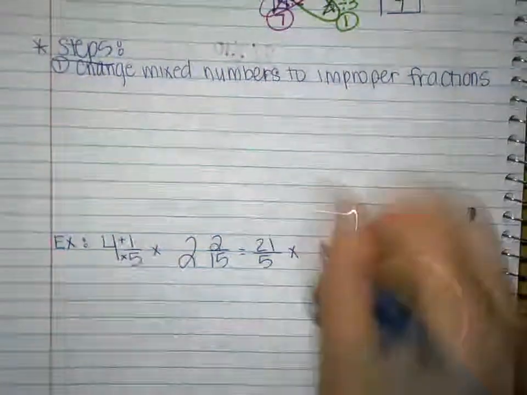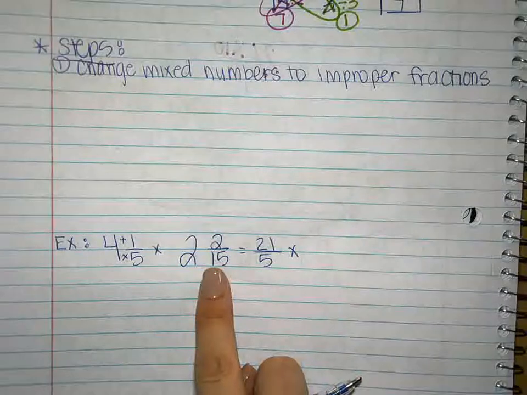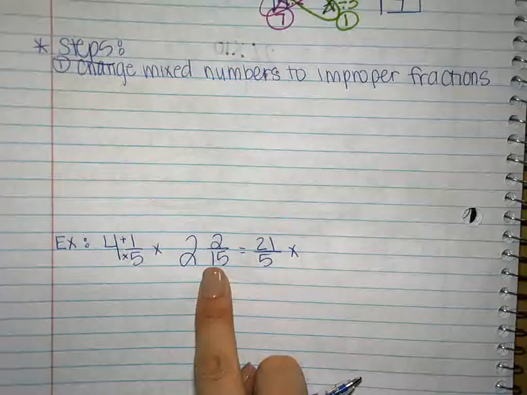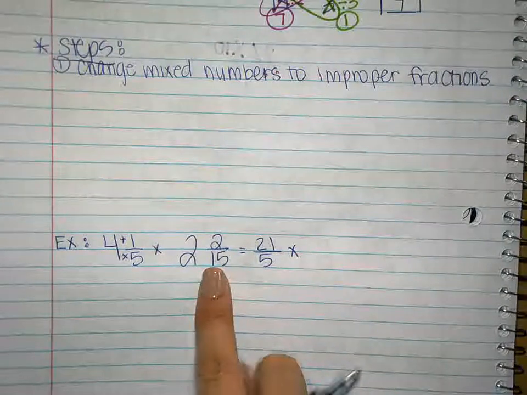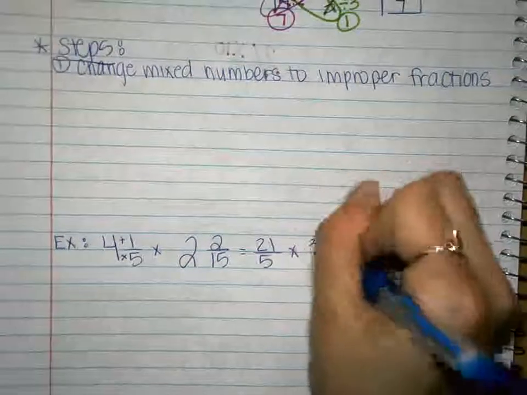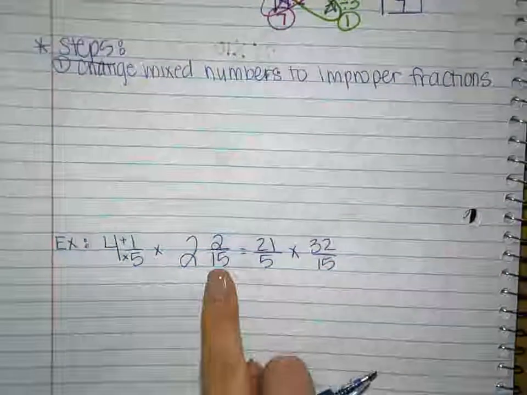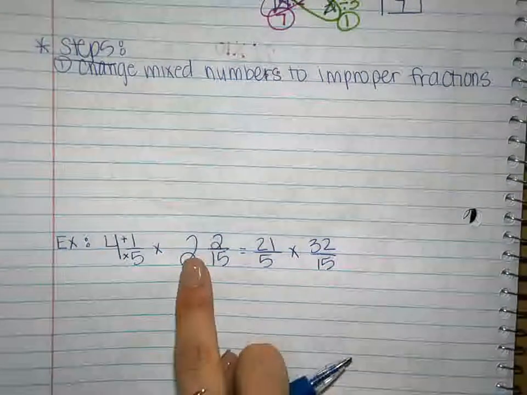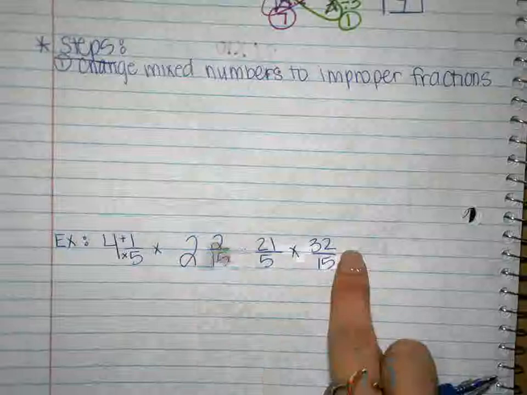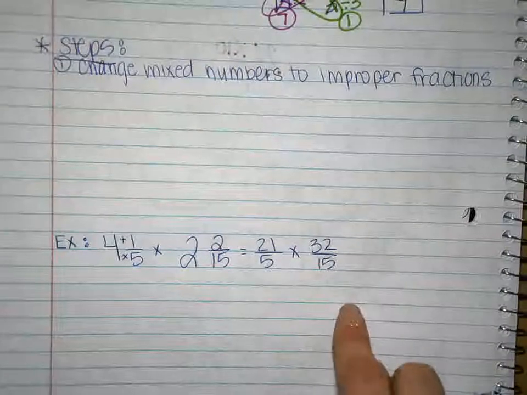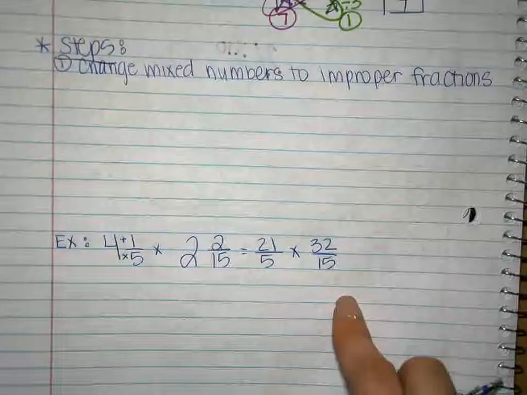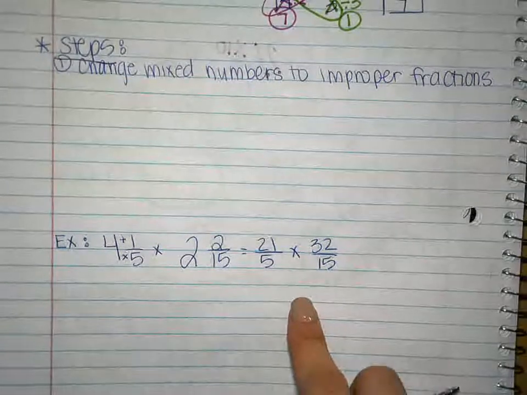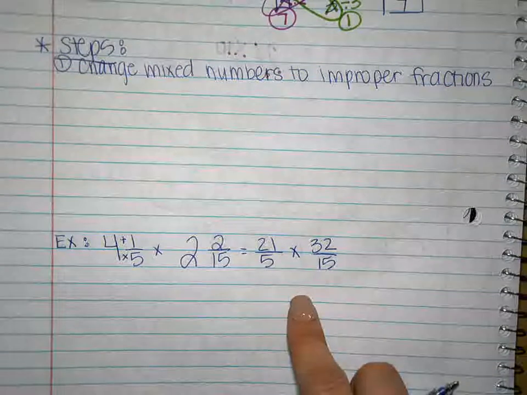So I'm going to take 21/5 and I'm going to multiply it by what? What's 2 2/15? What is it, everyone? 32/15. Same thing. 15 times 2 is 30. 30 plus 2 is 32. 32 over 15. We have to remember how to go from mixed to improper. You will have to do it on your entire homework assignment tonight.